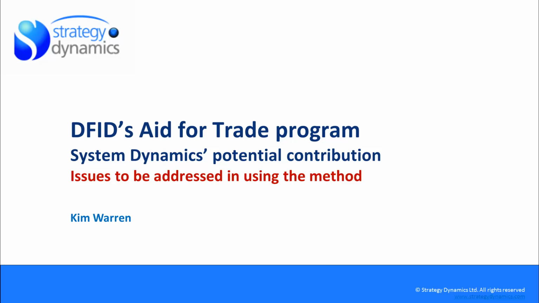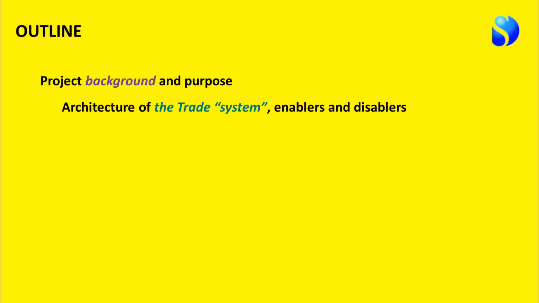This is the last in a series of presentations reporting on the results of a pilot study on how system dynamics might be used to support the UK Department for International Development's aid for trade efforts. And it looks at some of the issues that would need to be addressed in using the method going forward. Previous presentations have explained the project background and how the trade system can be understood using this approach.